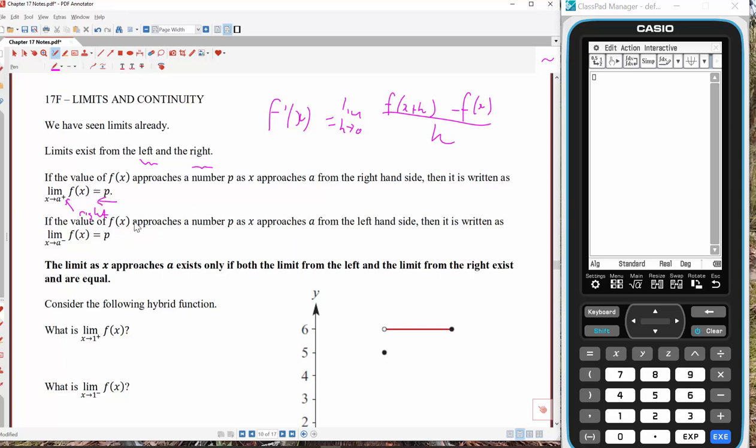And vice versa, I can control the direction of the approach by changing this plus to a negative. That means approach from the left, coming into a particular value from the left hand side. The limit as x approaches a exists only if both the limit from the left and the limit from the right exist and are equal. So the limit from the right and the limit from the left have to be there, okay? Those two are important, and they've got to be the same for us to say the limit exists.